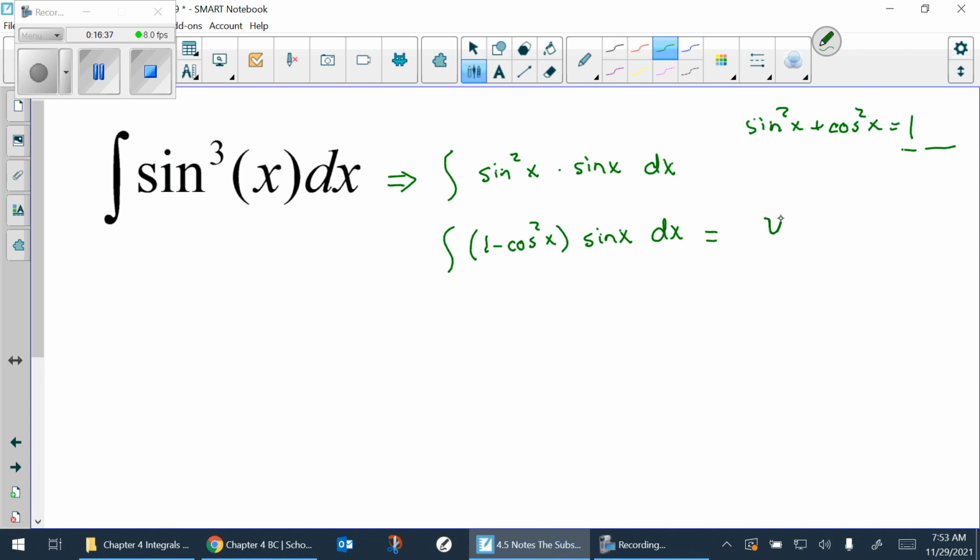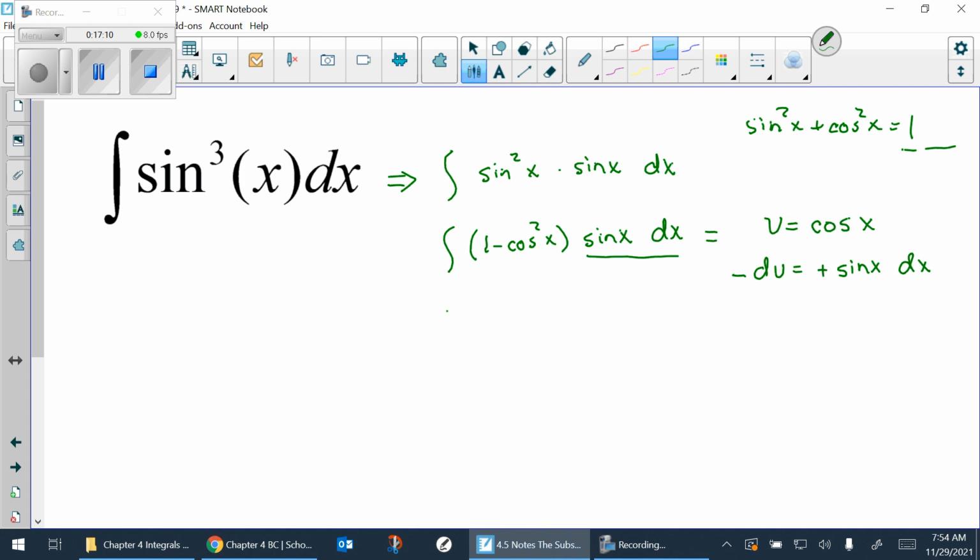I'm going to let u equal cosine x. And that way, du, the derivative of cosine x, is negative sine x dx, which isn't exactly what I have. I have sine x dx. So if I just take the opposite of each side, I've got the opposite of du equals sine x dx, and that's exactly what I'd like to get rid of.